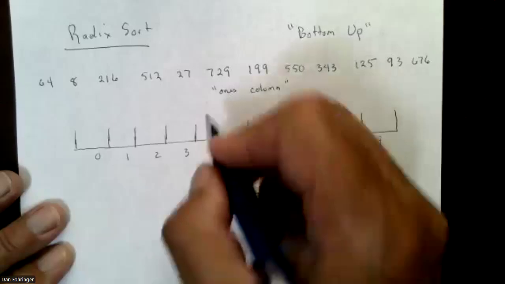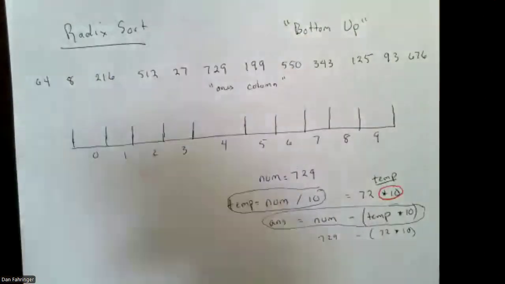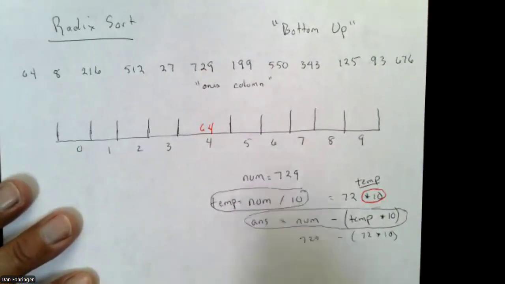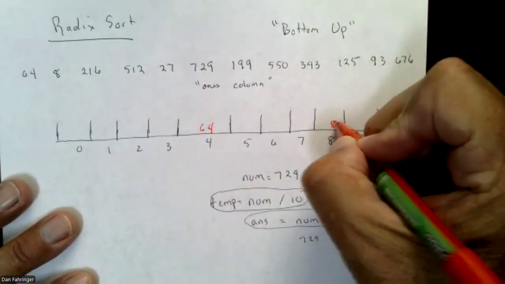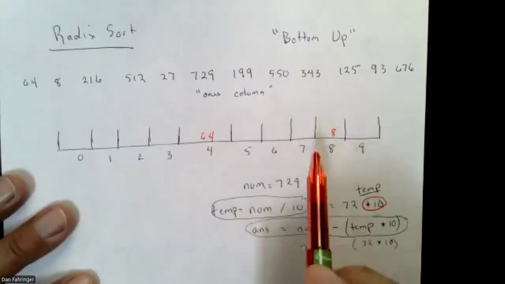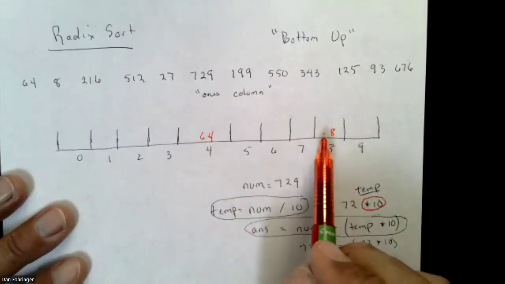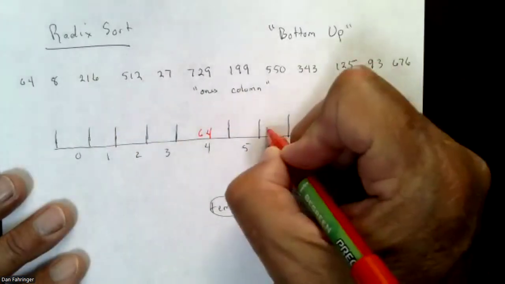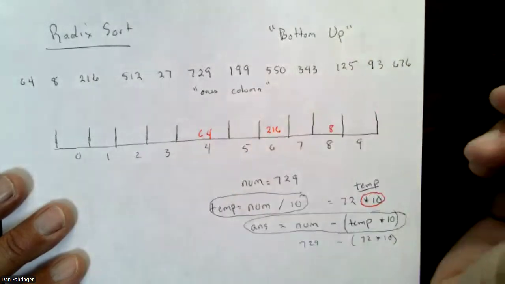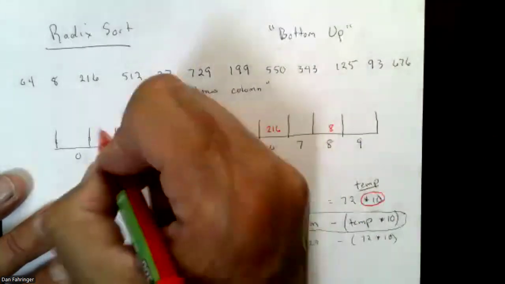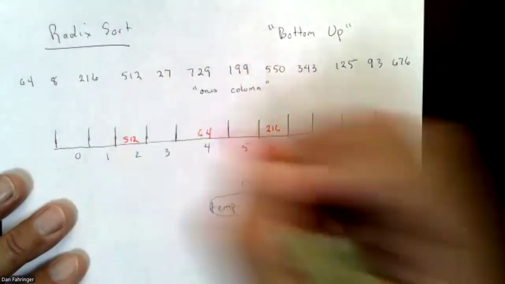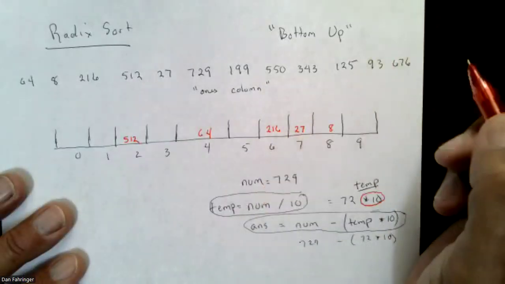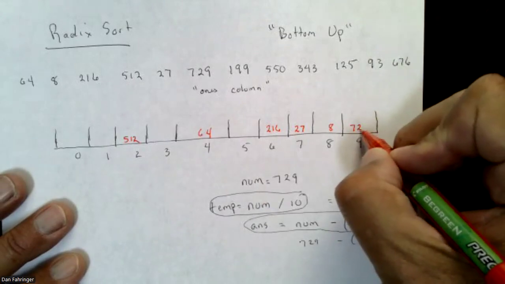So 64 is going to drop down into the fours. 8, that's going to drop down into the 8. These are 3 digits. I don't know if it's 008. Can you just get away with working with 8 and so forth? 216, it's going to go in the 216 basket. 512, going to go in that basket. 27 is in 7. 729 is in 9.